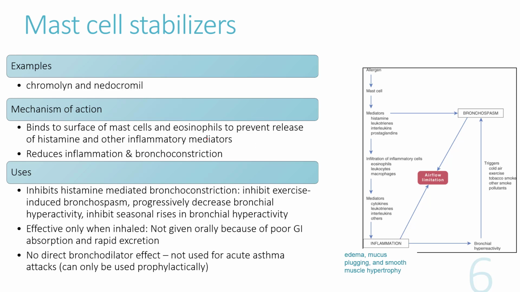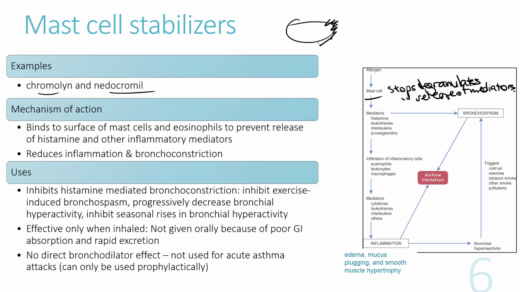So the first drug we're going to talk about is mast cell stabilizer. So the mast cell stabilizer stops degranulation and stops release of the mediators, right? Because it doesn't allow the mast cell membrane to actually break up and rupture and release everything that's contained within it. So some examples of mast cell stabilizers are cromolyn and nedocromil, right? So what happens there is it basically binds to the surface of the mast cells to basically stop the mast cells from degranulating. So basically, it reduces inflammation and it reduces bronchospasm.